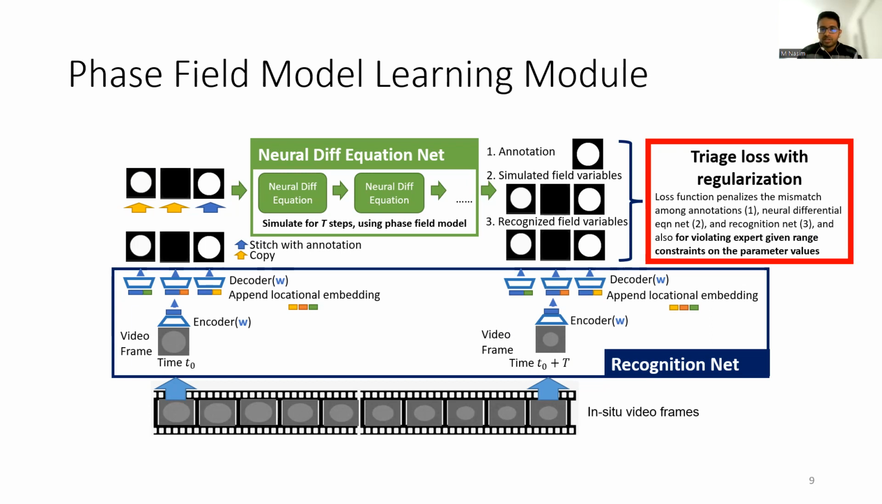When the two networks are trained perfectly, the simulation outputs, available annotations, and recognition outputs should match perfectly, and the phase field model parameter values should be within expert-given range. The loss function in our neural network penalizes the difference among simulation, annotation, and recognition outputs, and also has a regularization term for violating expert-given range constraints.